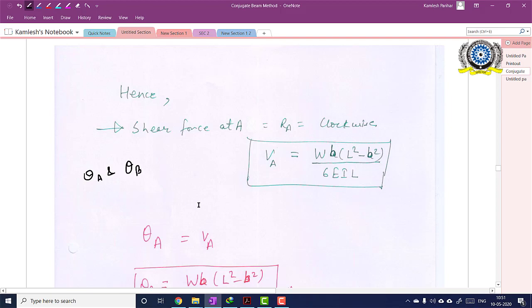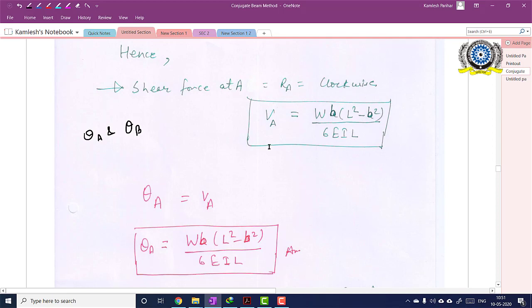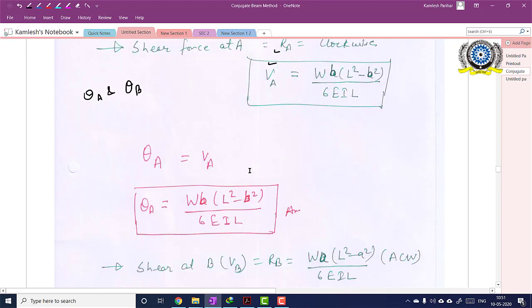Okay, so at support we all know that shear force is equal to the reactions. At support, shear force is equal to reactions. So this is shown here. Reaction RA is there, and this is equal to shear force VA, and it becomes WB(L square minus B square) upon 6EIL. So this is theta A. So here theta A has been calculated.